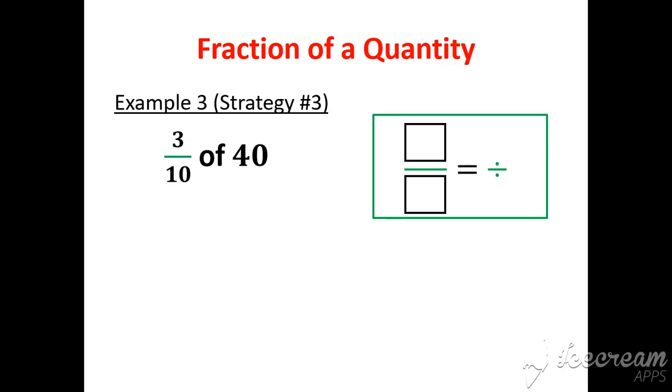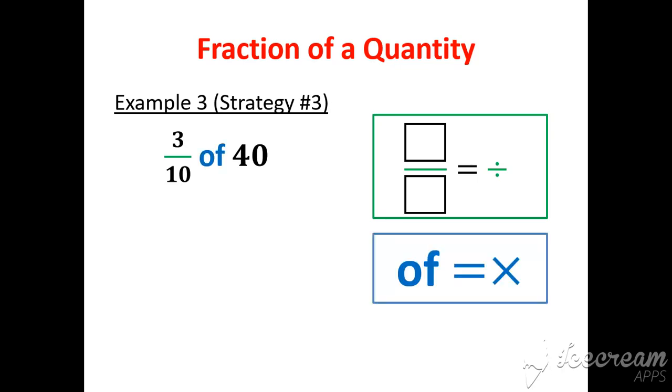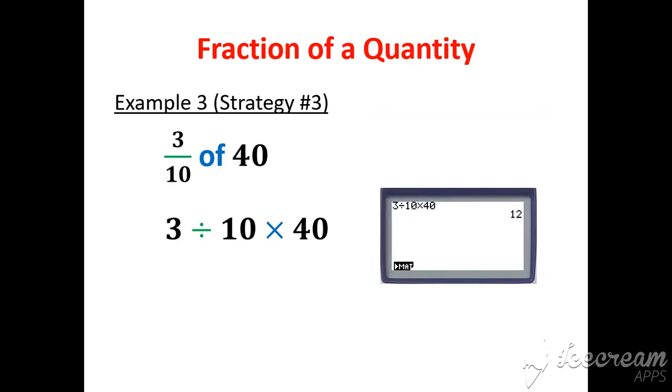We know that the fraction sign means divide. That's the first thing. We also know the word of means to multiply. So all we do is go 3 divided by 10 times 40, because of means times. I know some of you may not be allowed calculators, but if you are allowed them, pick up your calculator and go 3 divide 10 times 40. As soon as you punch that in and go equals, you get 12. With strategy number 3, I think it's relatively simple. You go the fraction, top divide bottom, times by the quantity.